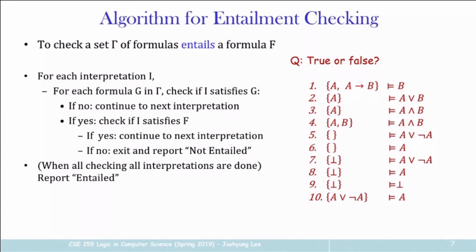Okay? So which one is quicker? If you're lucky, then you can find out not entailment during the middle of the computation, so you can exit there. But if you want to say this is entailed, then you have to exhaust all interpretations. Right?